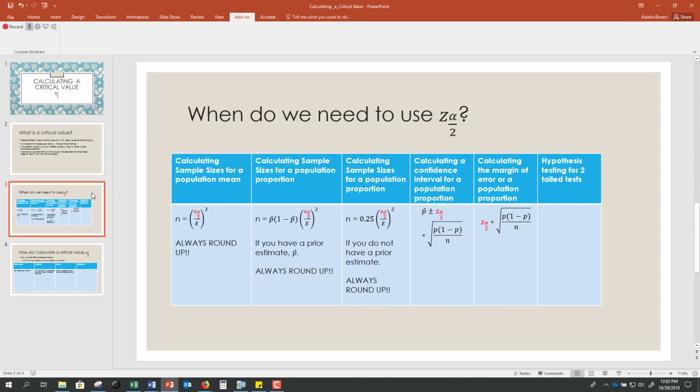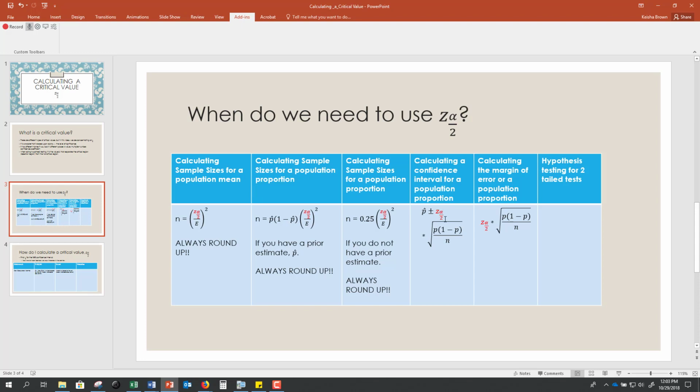When do we need this z sub alpha over 2? Well, we use it whenever we're calculating sample sizes. For a population mean, it's our numerator here, or a population proportion, it's our numerator here. Also, if you're calculating sample sizes for proportions, you have two different formulas. So this is the formula if you do not have any prior estimates, and this is your formula if you do have prior estimates. You also use z sub alpha over 2.